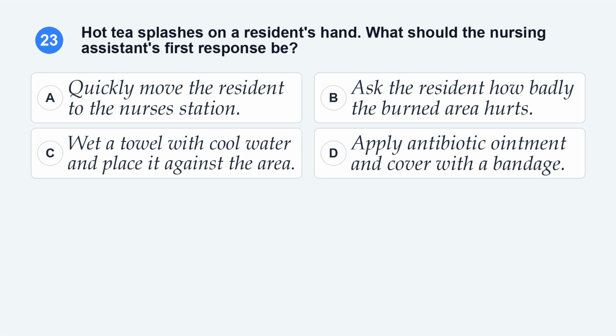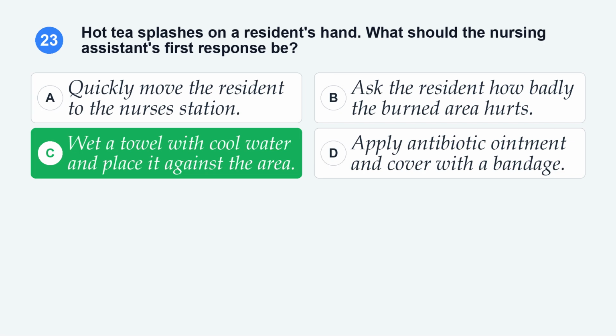Question 23. Hot tea splashes on a resident's hand. What should the nursing assistant's first response be? Option A. Quickly move the resident to the nurse's station. Option B. Ask the resident how badly the burned area hurts. Option C. Wet a towel with cool water and place it against the area. Option D. Apply antibiotic ointment and cover with a bandage.